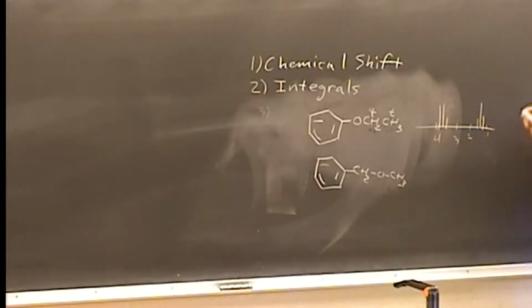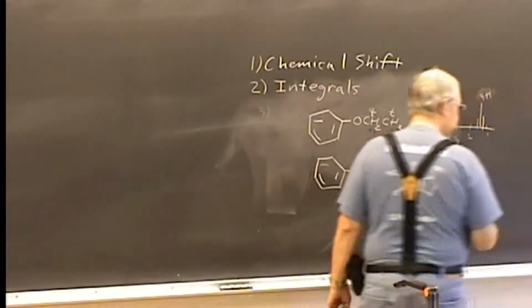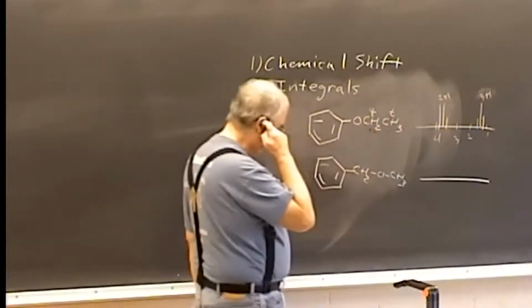And then the integrals for both these compounds would be the same. This would show up as three hydrogens. This would be 2 hydrogens. This is the number of hydrogens producing that signal. All right, the second spectrum.